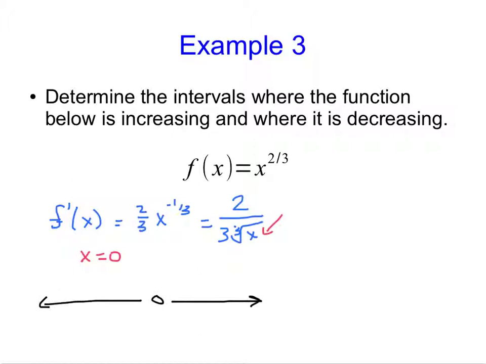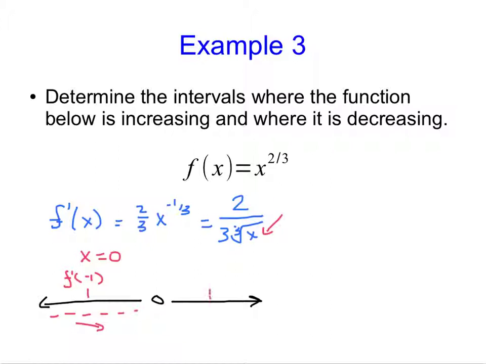And all I have to do is check a number over here, and I'm going to check -1, so I've got to plug -1 into the derivative. When you plug negative 1 in, the cube root of -1 is -1, so this is -2/3, so this interval is negative, meaning this guy's decreasing.